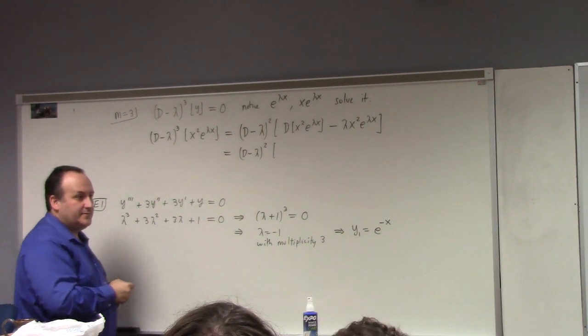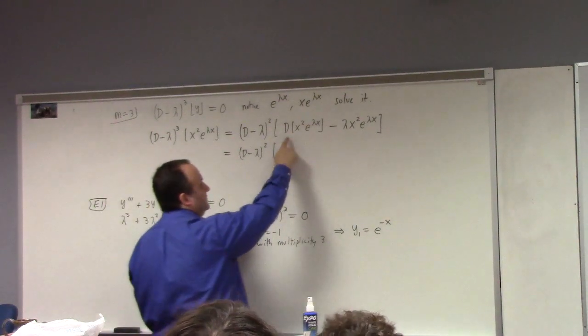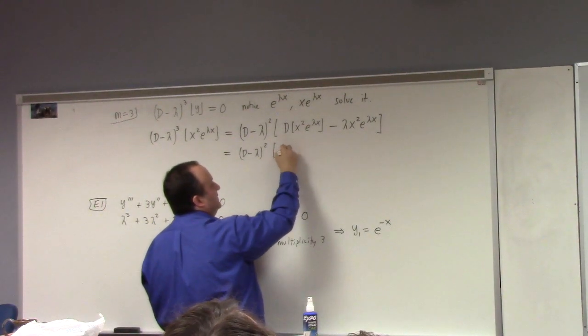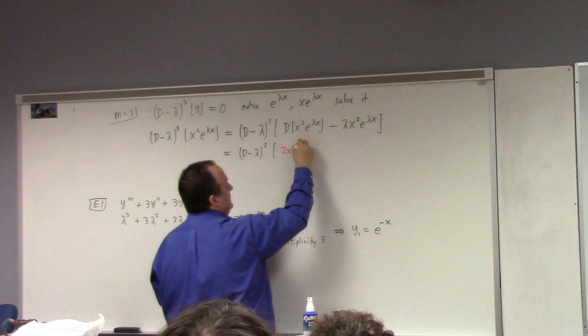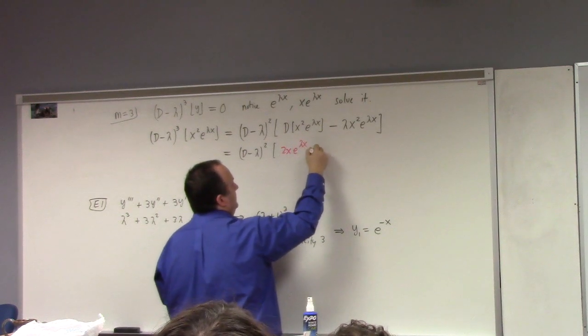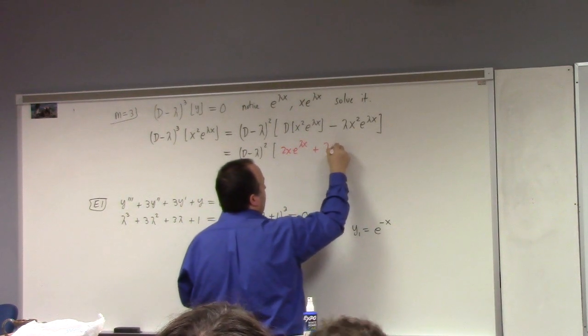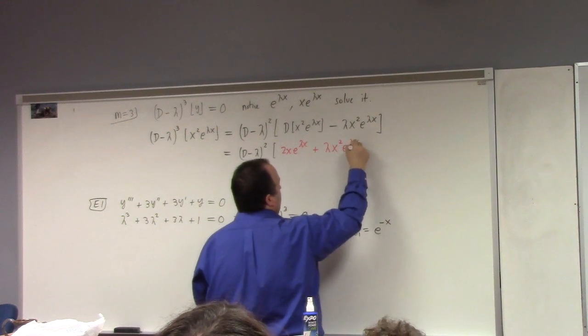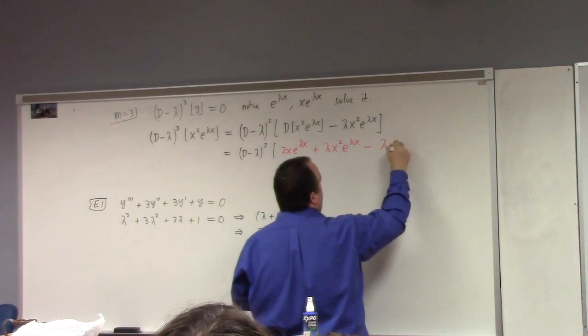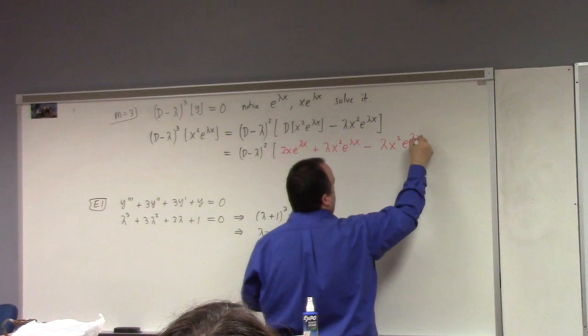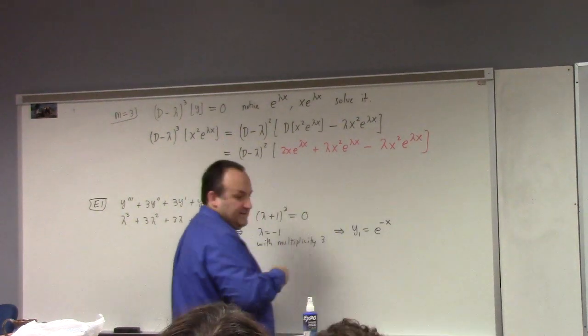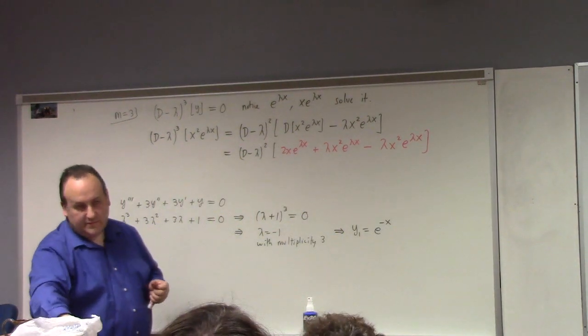Nobody? So I differentiate, I get the product rule. 2x e to the lambda x plus lambda x squared e to the lambda x minus lambda x squared e to... oh, look at that. Well, there's a cancellation right there, right? See that?